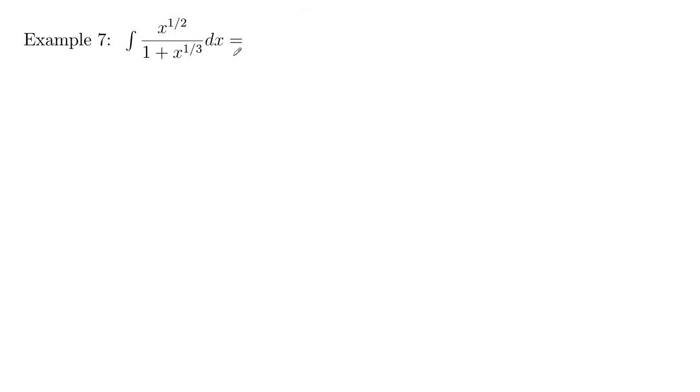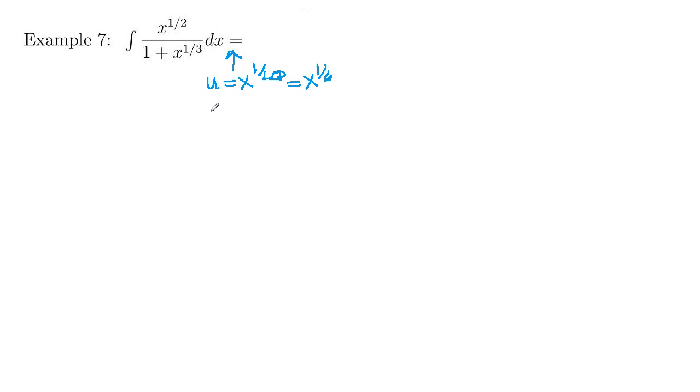So when this happens, what you want to do is let u equal x to the 1 over the LCD. The least common denominator between 1/2 and 1/3 is 6, so this would be x to the 1/6. So that's your LCD is 6. And then we need to do a dx here.